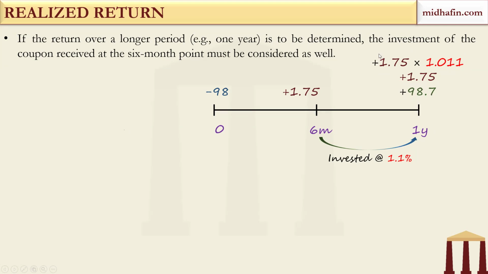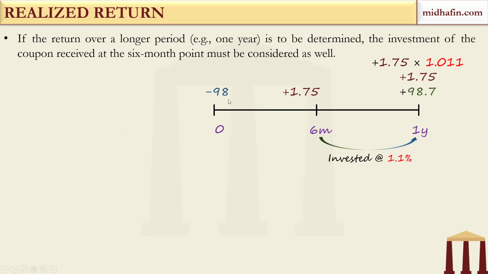reinvested coupon that you receive finally, which is simply 1.75 times the interest rate that you have earned plus the interest that you have earned, which is simply 1.75 times 1.011. Okay, the sum, everything. Now, what is my return, realized return in this case? Of course, I'll add all the cash inflows and subtract all the cash outflows. So there are 3 inflows, 1.75 times 1.011, whatever the product is, then 1.75 and 98.7. These 3 things will be added.